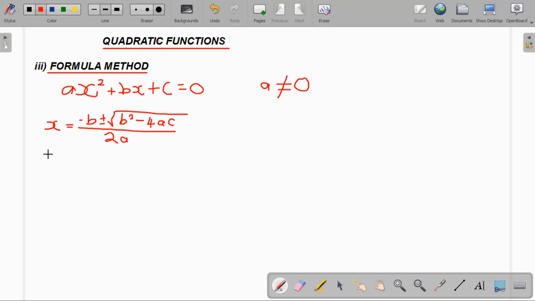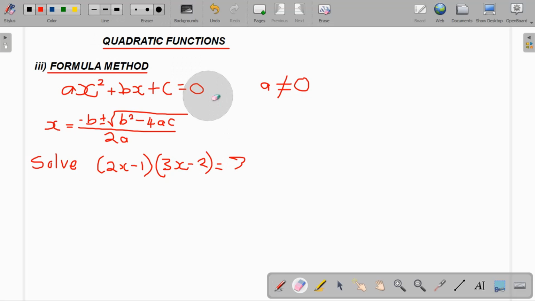Now, for example, they have given us: solve open brackets 2x minus 1 close brackets, and then open the other brackets, 3x minus 2, close bracket, is equal to 3. Let me write it nicely. So how can we solve this quadratic equation?